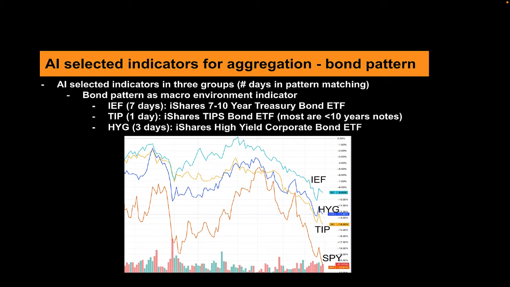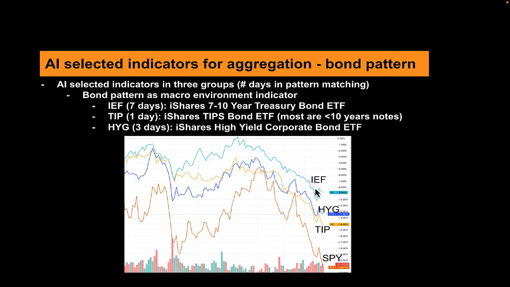Previously, I didn't pay much attention to this because this kind of thing has been there for a long time. But very interestingly, after the AI selected these 3 bonds, we found out the bonds are really good leading indicators for the stock market. You can see the IEF, HYG, and TIP trend recently compared to SPY. That's a very good leading indicator, right?